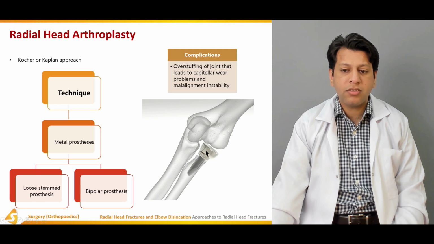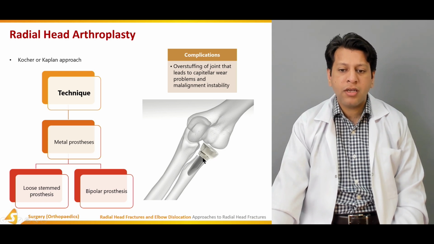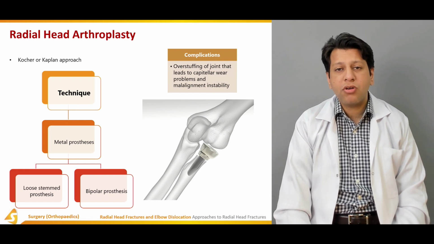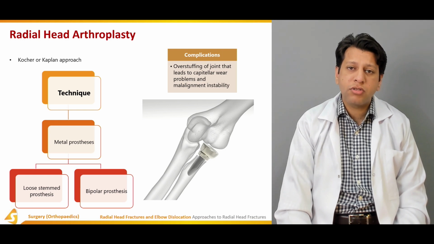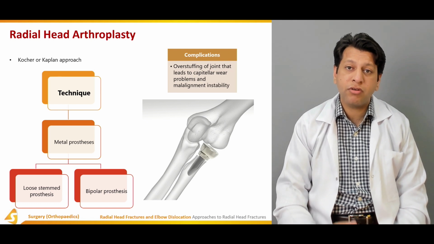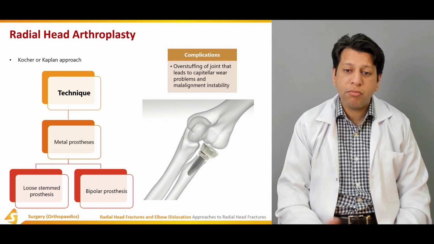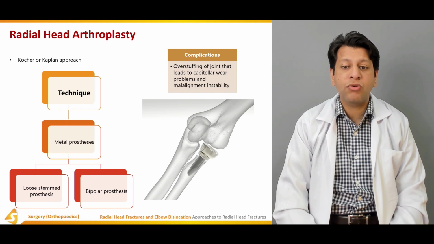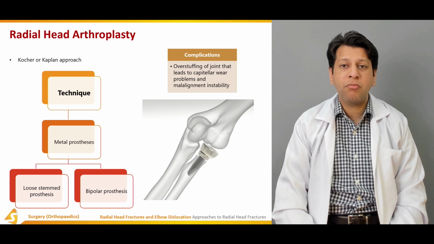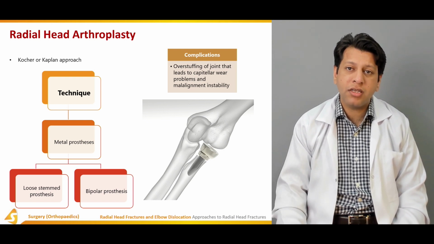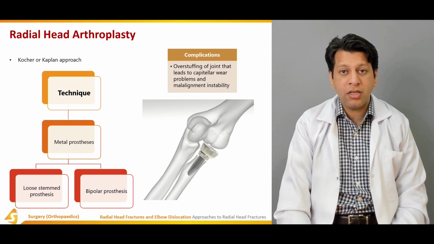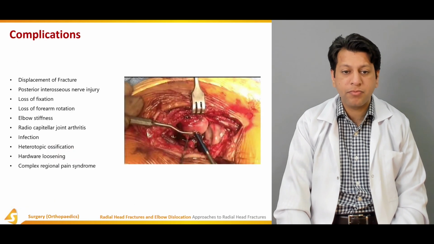In the bipolar version, the radial movement occurs along with the coronoid, and this actually occurs with the radius shaft. But what are the complications of radial head arthroplasty? As you know, you're restoring the radial head, which means all the complications of radial resection are removed. But the problem is overstuffing of the joint, which leads to capitellar wear and problems, and malalignment and instability. Eventually, arthritis of the elbow, pain and instability can still set in over a long period of time, especially when a large radial head is utilized.